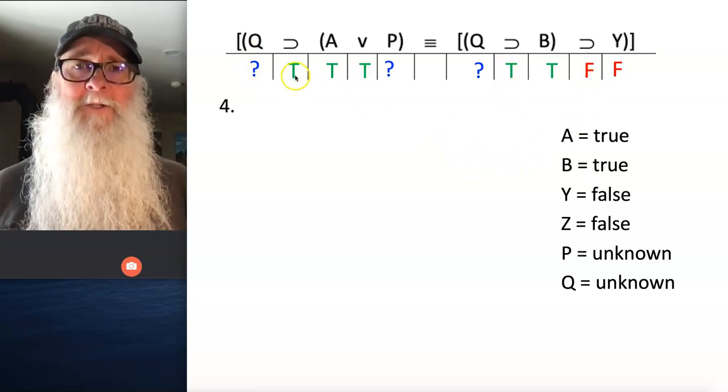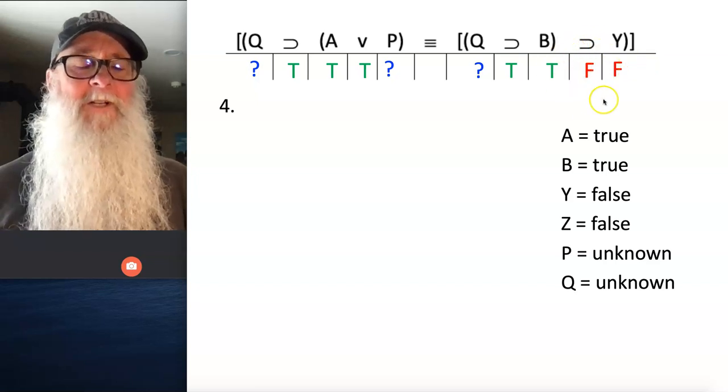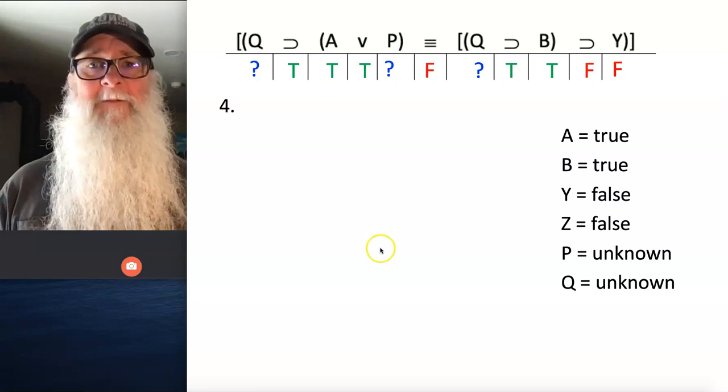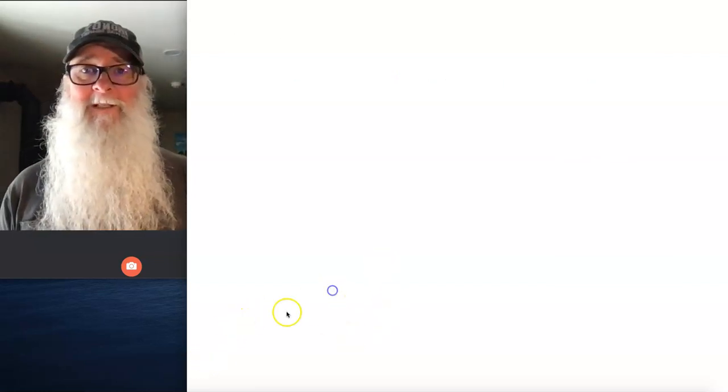And now we look at our two operators on each side of this triple bar. We've got true over here on the left-hand side and false over here on the right-hand side. They don't match. And anytime the truth values on each side of a triple bar don't match, the triple bar is false.